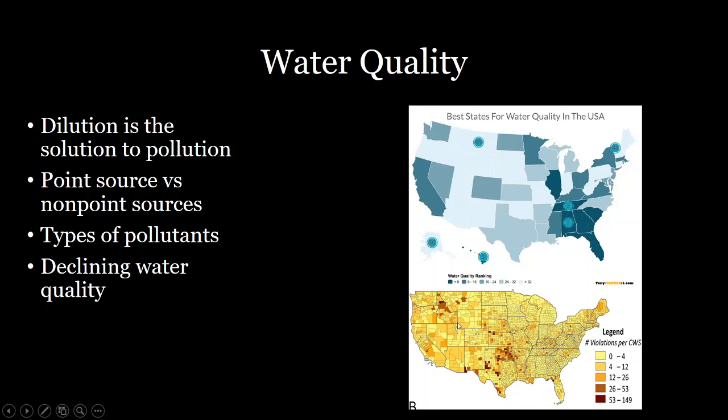And here are the number of violations per community water system. And you can see areas such as Oklahoma have upwards of 100 violations per individual community water system. So there's a lot of potential danger that's associated with violating these water quality standards.